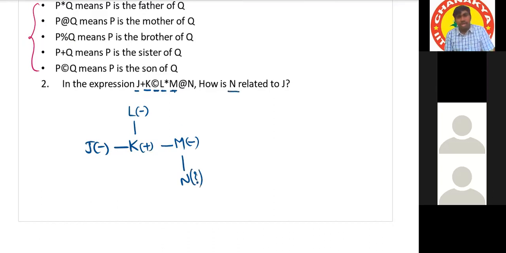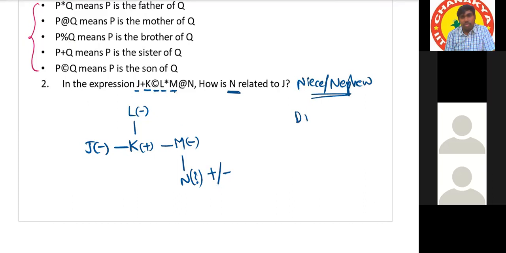But here the question is, how is N related to J? If N is a male, we'll get one relation, and if N is a female, we'll get another relation. If M is a male and N is a male, then the relation will be nephew. If N is a female, N will be the niece. So the answer for this question is either niece or nephew, but we cannot say what actually the relation between these two is. So according to the options, if it is not available, then we can go with the option data inadequate.